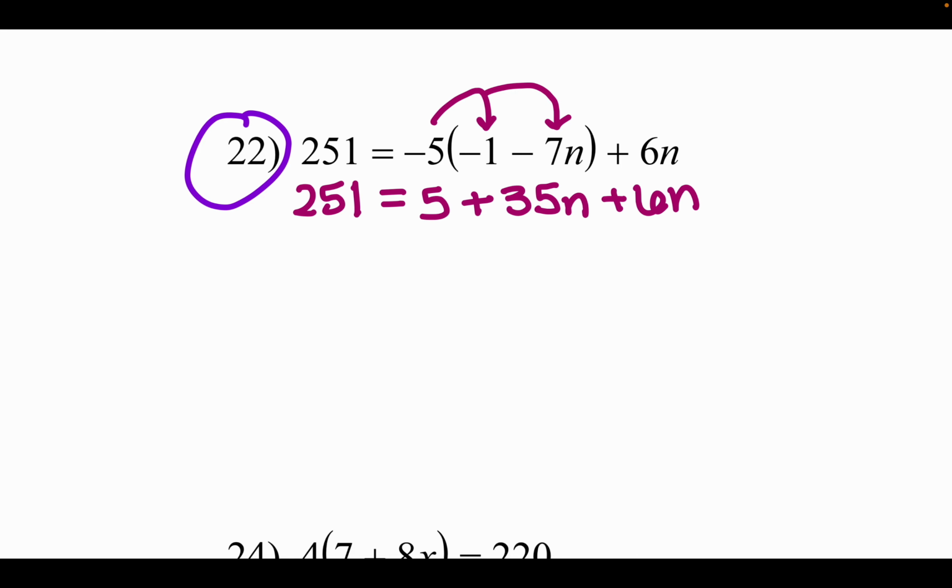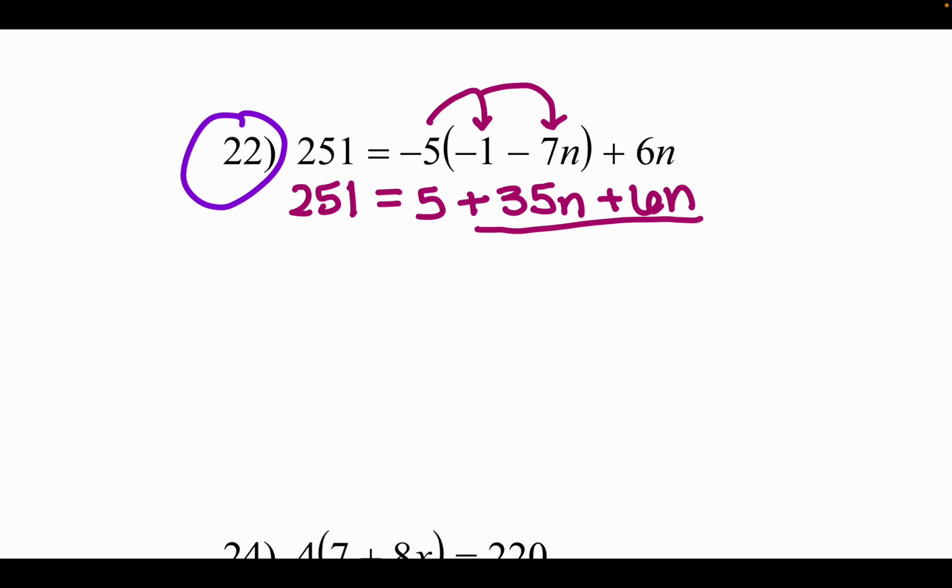Now at this step, you're going to combine like terms. Because both of these are on the same side, make sure you aren't making the mistake of doing anything that's an opposite. So we're going to be taking 35 and adding 6 to it. So we have 251 equal to 5 plus 41n.